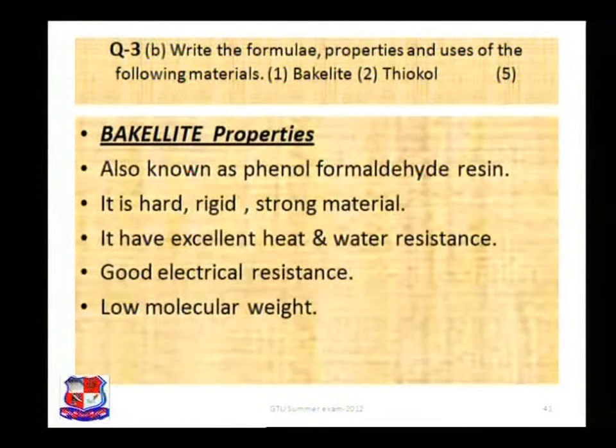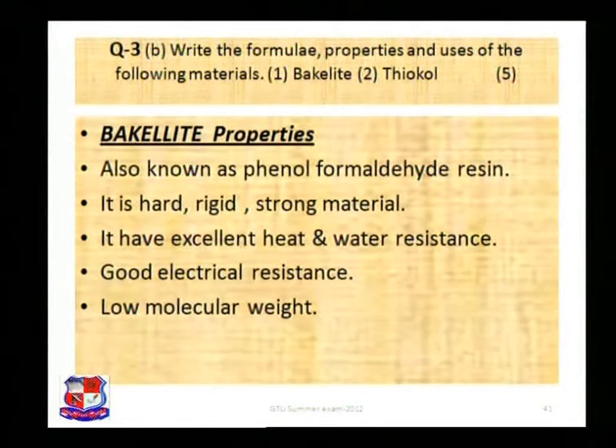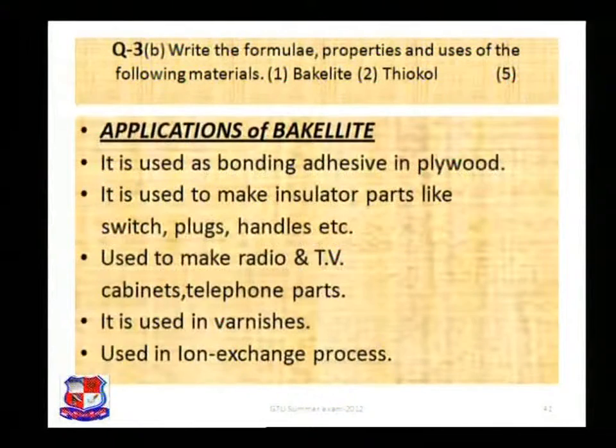Let us try to describe what was the question. They have asked for the properties, they have asked for the uses, and they have asked for the formula. So bakelite properties we have described. It is a hard rigid material, excellent resistant to water and heat, good electrical resistance, low molecular weight. We have seen the applications. Used as a bonding adhesive in plywood, used to make insulator parts like switches, plugs, handles, etc. Used to make radio and TV cabinets, telephone parts. Used in varnish, used in ion exchange processes.